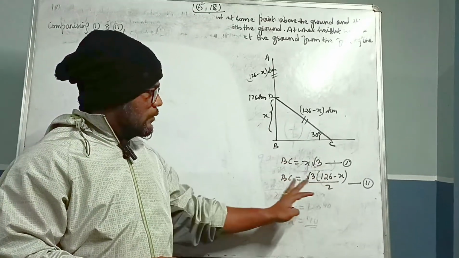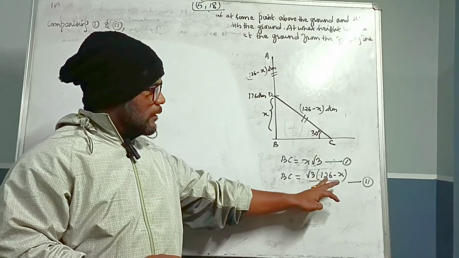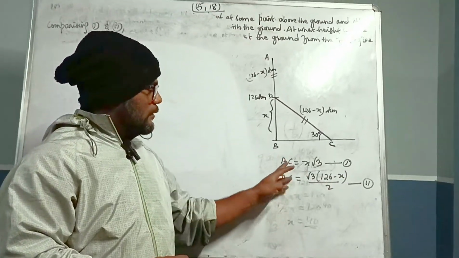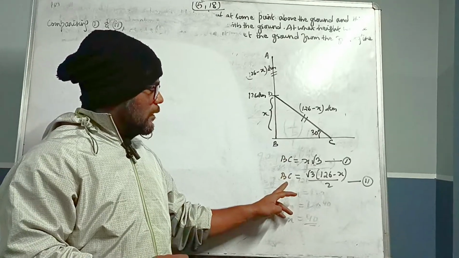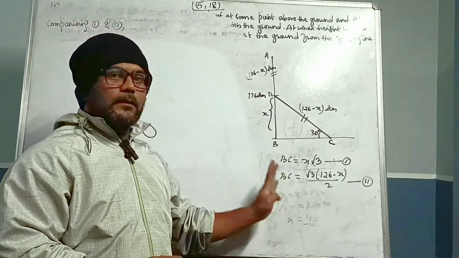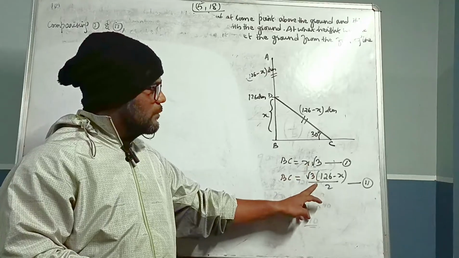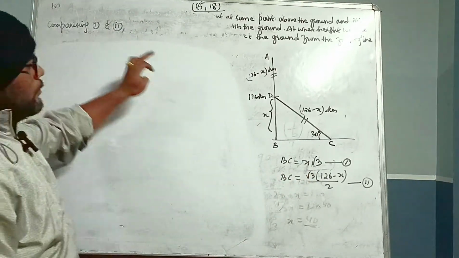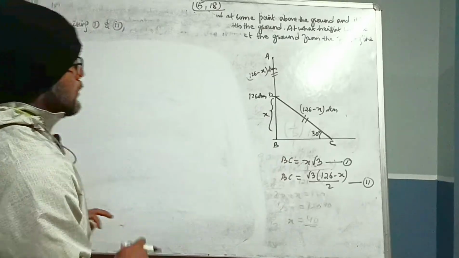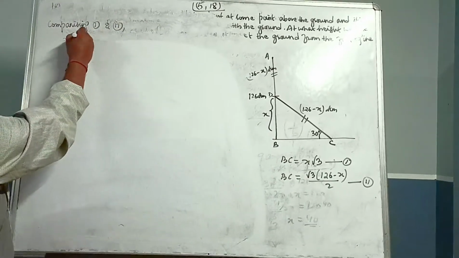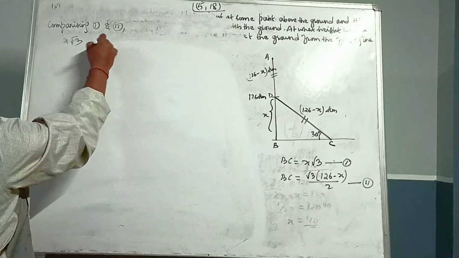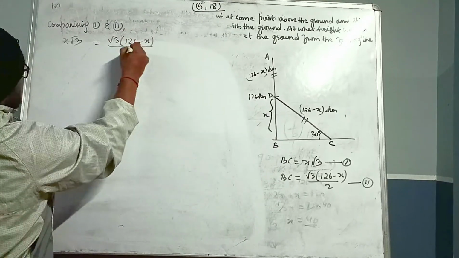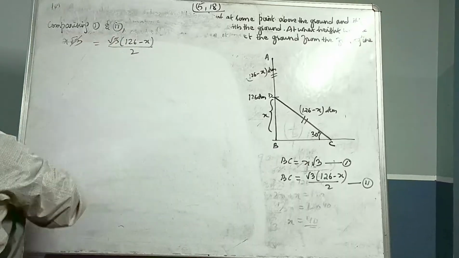And in the second equation, BC equals root 3 into (126 minus x) by 2 decimeter. So it is very clear that the LHS are equal. If the LHS are equal, then the RHS must be equal. So comparing 1 and 2, we write the RHS of the first equation, x root 3, and from the second equation also the RHS. So root 3 is cancelled.